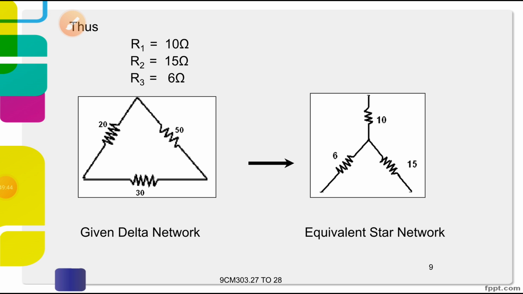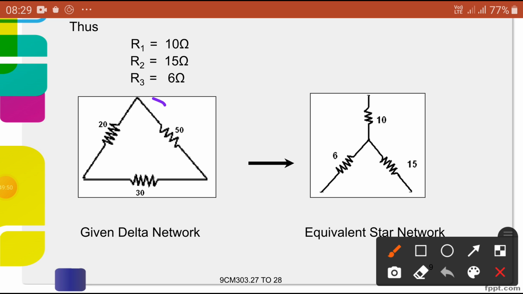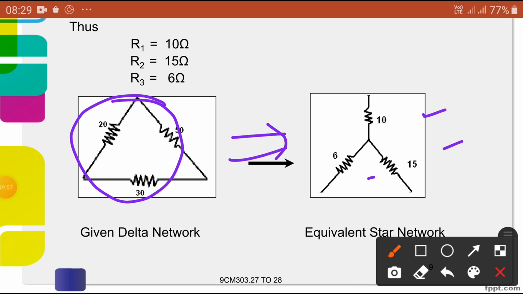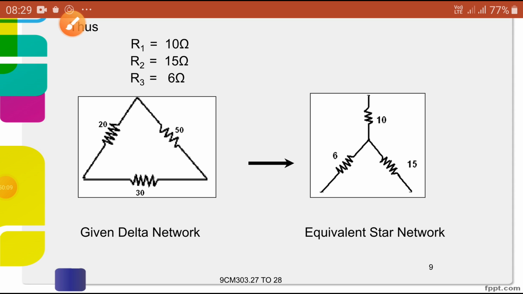So these are the simple problems we are going to do. Here we have converted the given values. In the delta equivalent, you can see 50 ohms, 30 ohms, 20 ohms, which are higher values. If we connect the same resistances in the star form, the equivalent ohmic values reduce to 10 ohms, 15 ohms, 6 ohms. So that is delta to star.